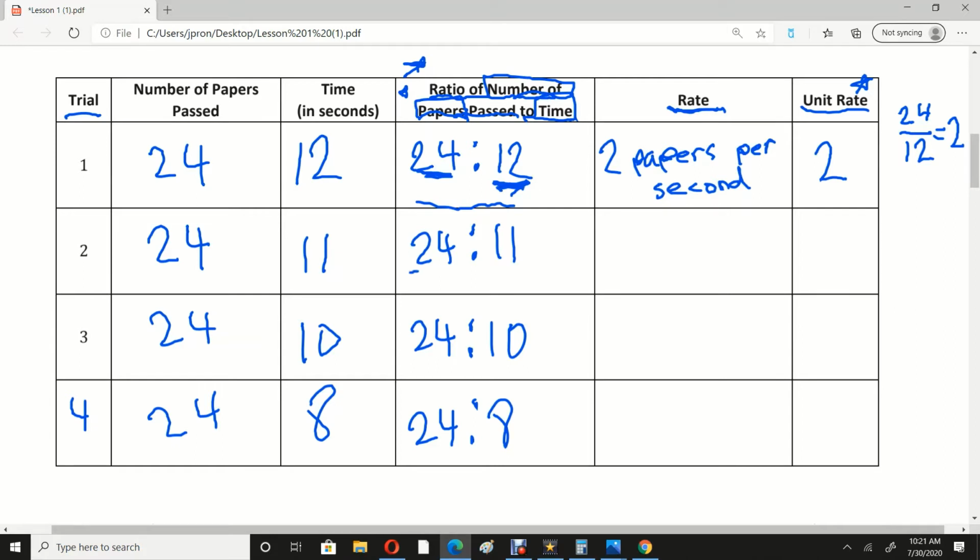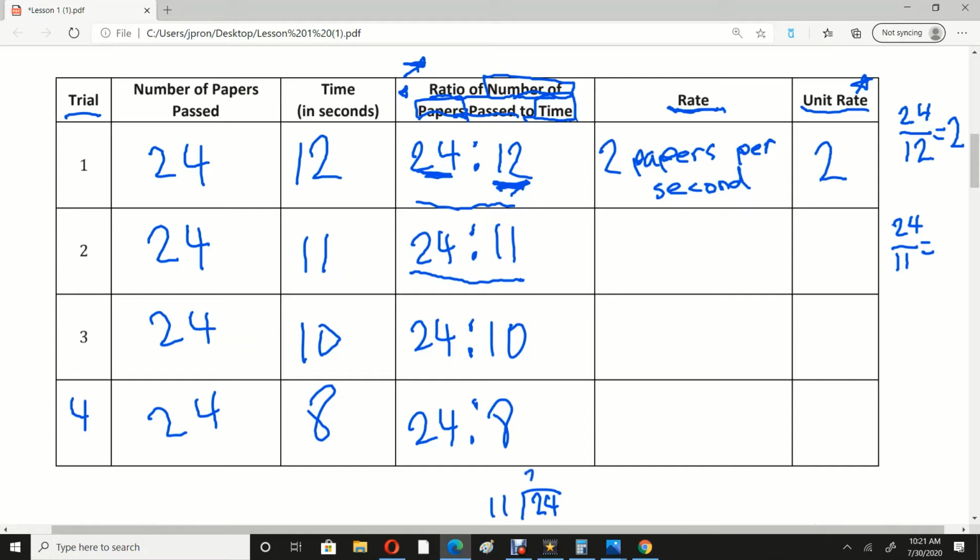In this case, we shaved a second off of our time. Oh boy. So now our unit rate would be 24 over 11, right? So how can we calculate that? Well, if you know your long division, we can do this by hand. We come down here. How many times does 11 go into 24?